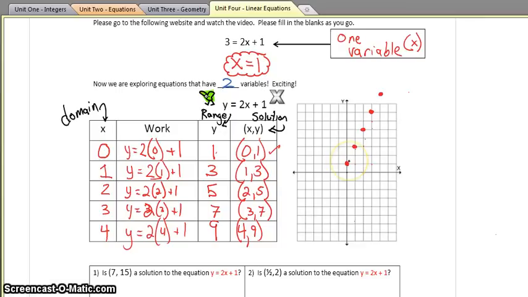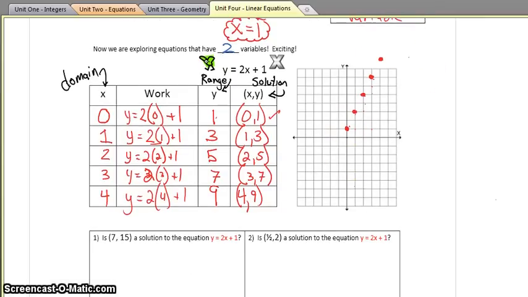Each of these 1, 2, 3, 4, 5 solutions, they're in a straight line. They are in a straight line, and that's not any mistake. That's why we call them linear, like a line, equations. Okay.